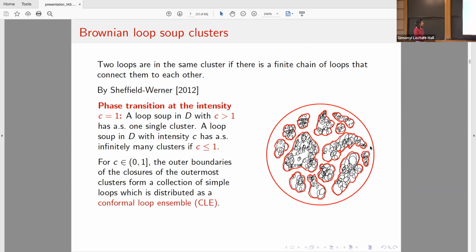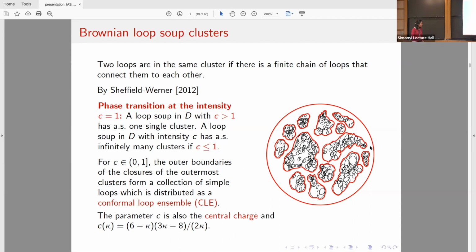They have also shown that if we look at the outer boundaries of the outermost clusters in this loop soup, then this is a collection of simple loops which is distributed as a conformal loop ensemble, CLE. So these red loops are distributed as CLE. And there is a one-to-one correspondence between kappa between 8/3 and 4 and C between 0 and 1.